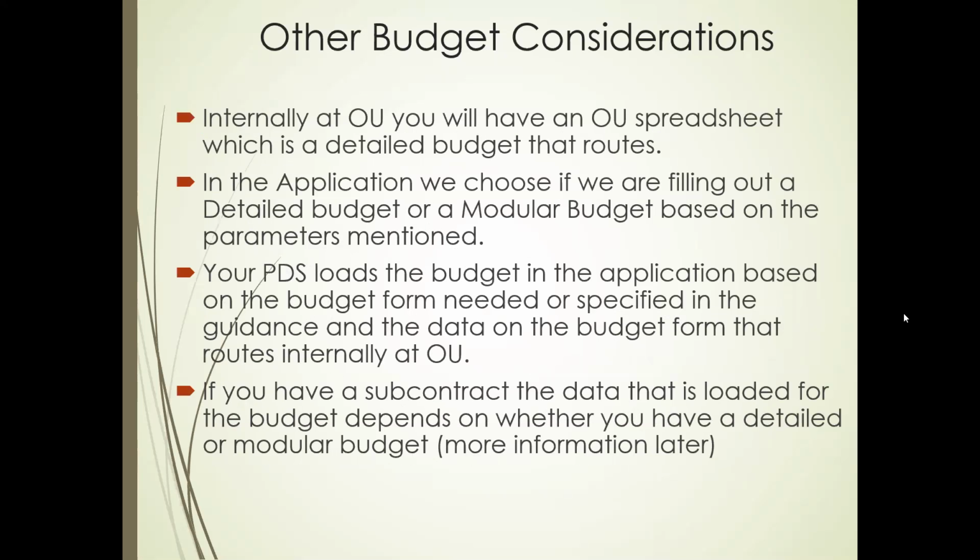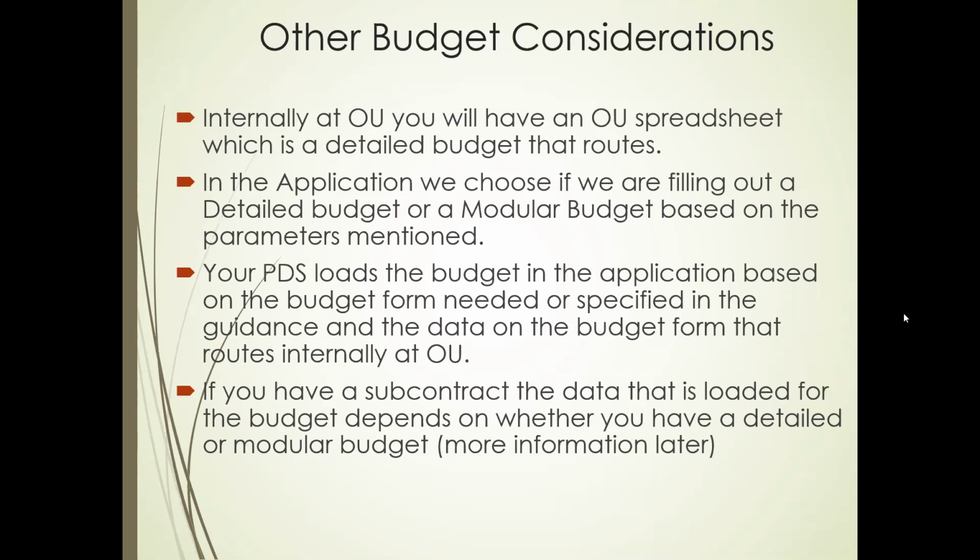So other things to consider for the budget, regardless of which type of budget you're doing for NIH: internally you will do the OU spreadsheet, and it is a detailed budget, and this is what routes. We will fill out the detailed budget or the modular budget form for you in the application package based on the parameters that we just talked about on the thresholds, or if the solicitation has a requirement.